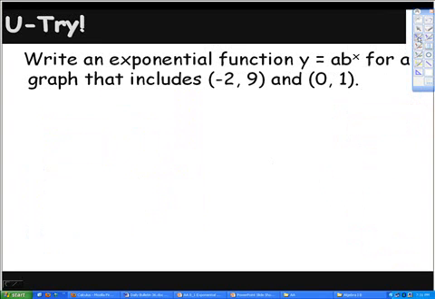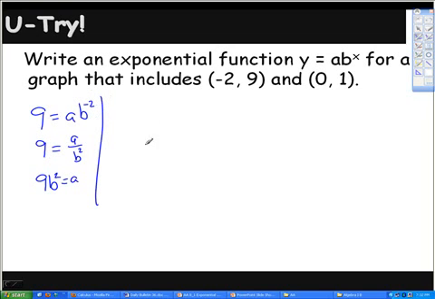Okay, here we go. I've got (-2, 9). So when x is -2, I'm supposed to get 9. So that's y equals, actually I don't want y in, I want 9. 9 equals ab to the -2. That's the same as 9 equals a over b to the 2, right? So if I'm trying to get a by itself, I'm going to multiply both sides by b squared. So 9b squared is the same as a.